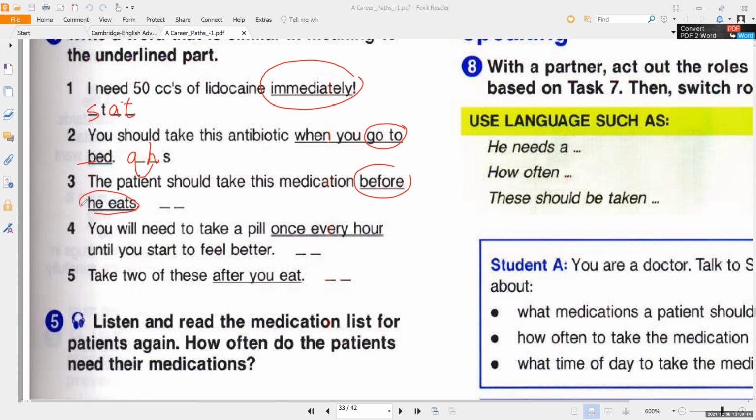The patient should take this medication before he eats. Before he eats. So this is QC. Sorry, it's AC. I said QC. It is AC. Sorry. Before, AC. And you will need to take a pill once every hour until you start to feel better. So once every hour, it is a QH.